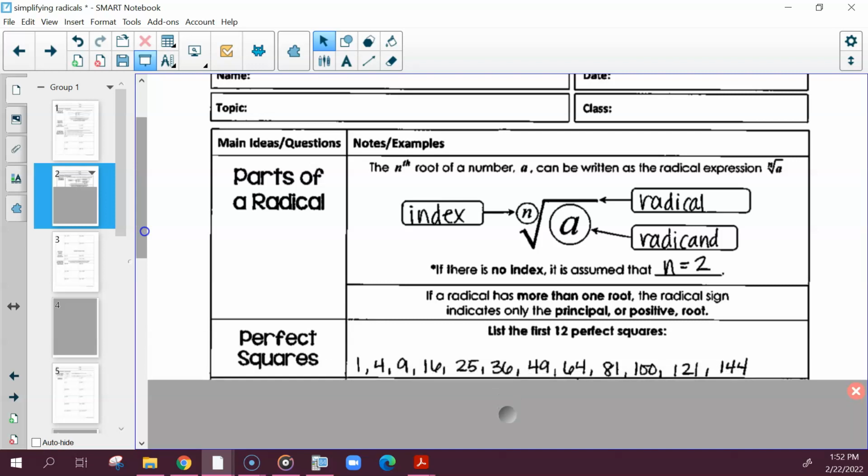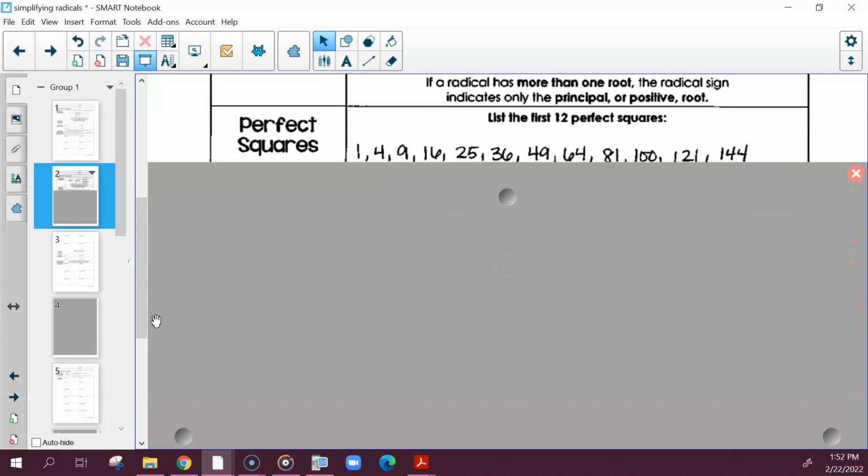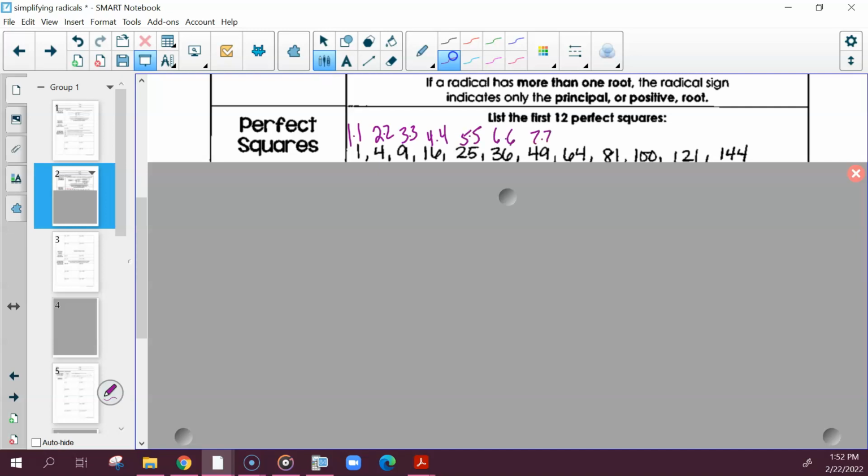Okay. So before we do anything, we want to list out the first 12 perfect squares. If you're not sure how we're getting these numbers, we're taking 1 times 1, 2 times 2, 3 times 3, 4 times 4, 5 times 5, and so forth. And you could do that up to 20. Really, 12 is a good stopping point, but knowing more wouldn't hurt.